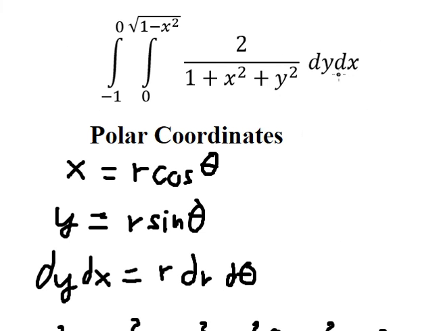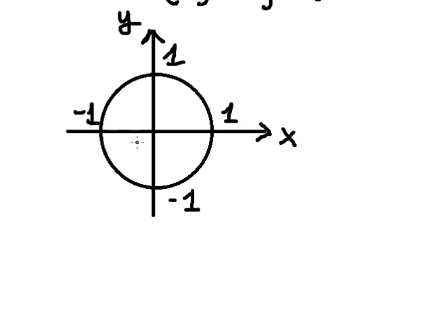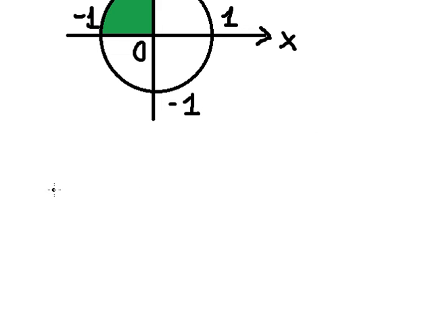The next one, dx, from negative 1 to 0. So negative 1 to 0, that is this one. So the region we need to concentrate on is this one. And now we put everything in here.